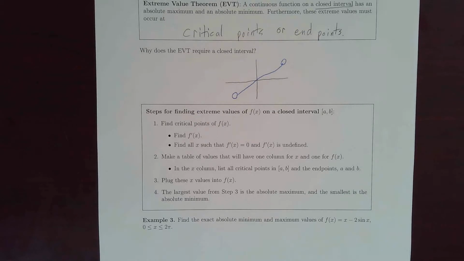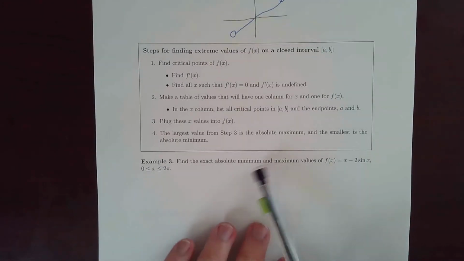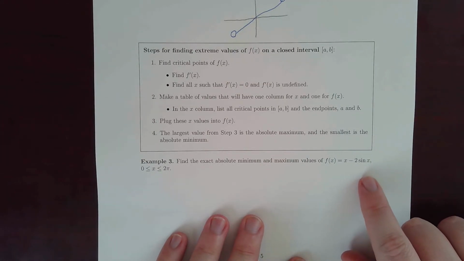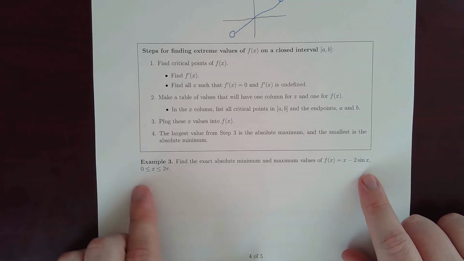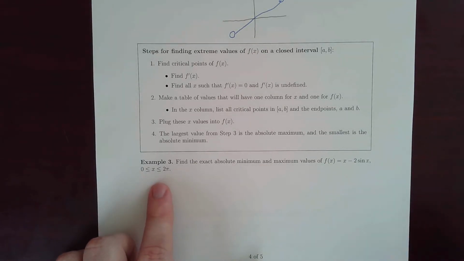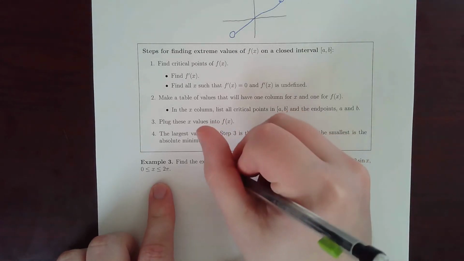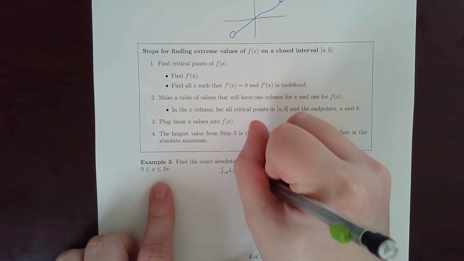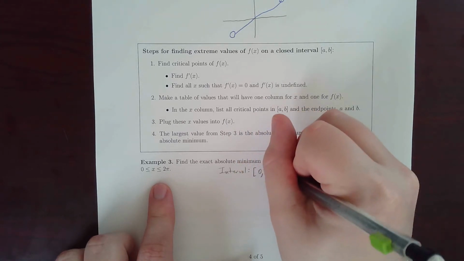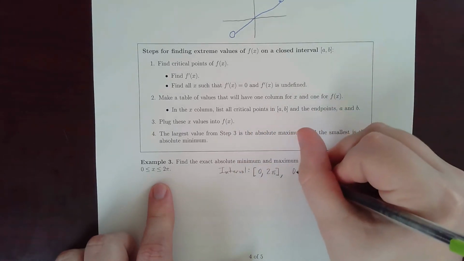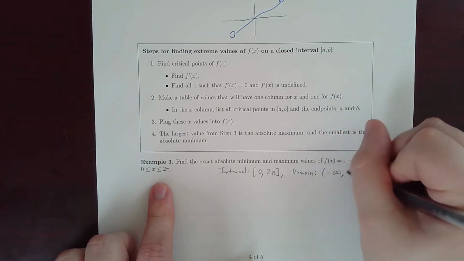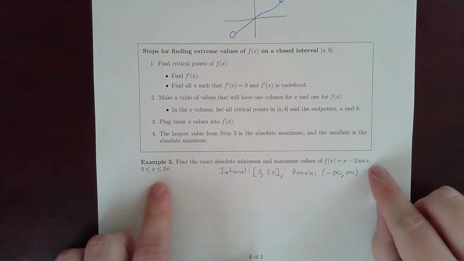Okay, so let's do this with an example. We want to find the exact absolute min and max values of f of x equals x minus 2 sine of x over the interval 0 to 2 pi. So just some notes here. The interval is 0 to 2 pi. The domain of this function, for when we try to find our critical points, is going to be negative infinity to infinity. You can take whatever you'd like and plug it into the sine.